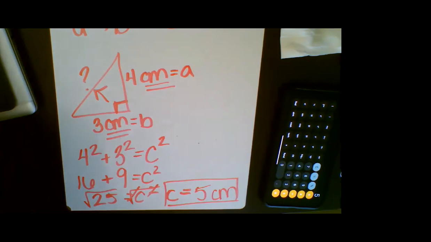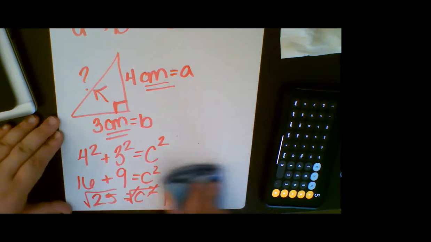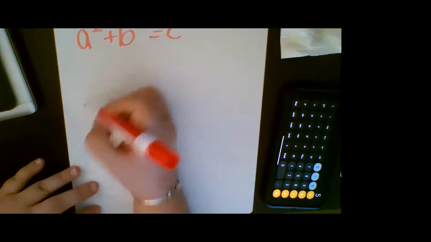With the Pythagorean theorem, you're always going to have to take a square root, so always be ready to do that, okay? All right, let's do another one where we're solving for the hypotenuse, and then we'll do a couple where we're solving for a leg, because that process is a little bit different.